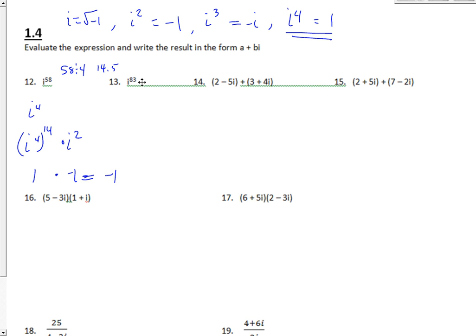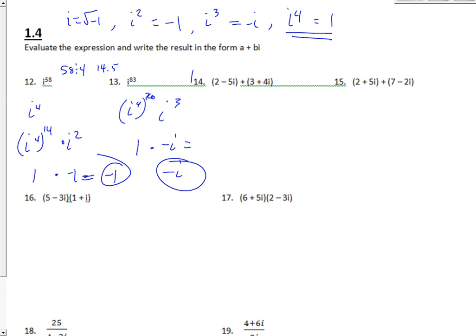For i to the 83rd, I figure out how many times i to the 4th goes into i to the 83rd. Well, 4 times 20 is 80, and then there would be 3 left over. So that's i to the 4th to the 20th, and then 3 left over, so i to the 3rd. Again, i to the 4th to the 20th is 1, and i to the 3rd is negative i. So 1 times negative i is going to give you negative i. And those are the simplified versions for number 12 and 13.